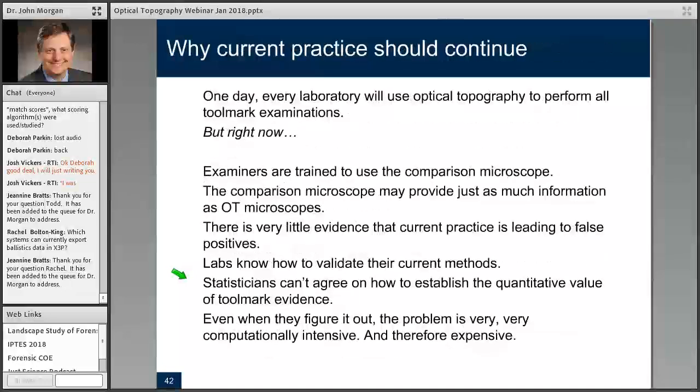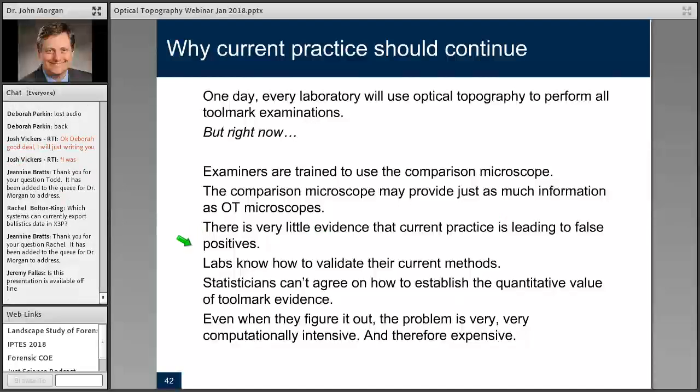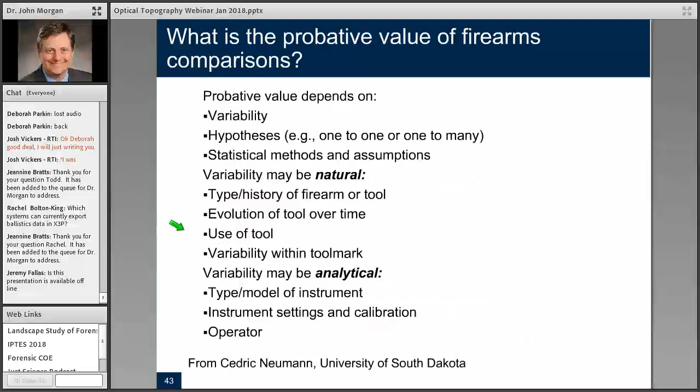One day, I believe, again, this is John's opinion, every laboratory will use optical topography to perform all tool mark examinations. In the meantime, we know that examiners are using the comparison microscope, and labs know how to validate these methods. They know where the current practice is not leading to false positives. There's very little evidence that we're getting false positives. I think the issue is we're not getting enough true positives. I think there's a lot more matches out there that we could be getting, both on the reference database side, but also on the examiner side, by using optical topography more extensively.